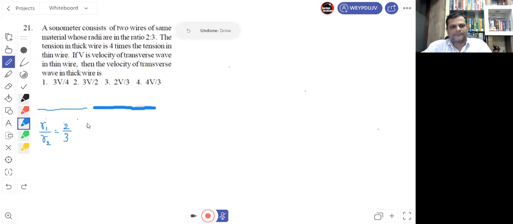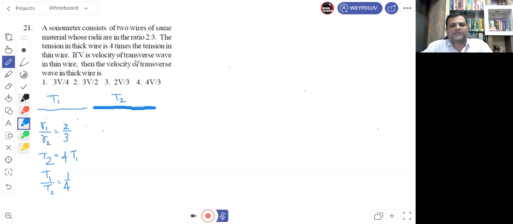Okay, so this is the thick wire, and now the ratio of radius is given as 2:3, and the tension in the thick wire is 4 times the tension in the thin wire. That means if we consider the tension in the thin wire to be T1 and the tension in the thick wire to be T2, suppose. So what is given here? Tension in thick wire, that is T2, is given to be 4 times the tension in the thin wire, that is T1, correct? So T2 is going to be 4 times T1. So T1 upon T2 will be 1 upon 4, right?